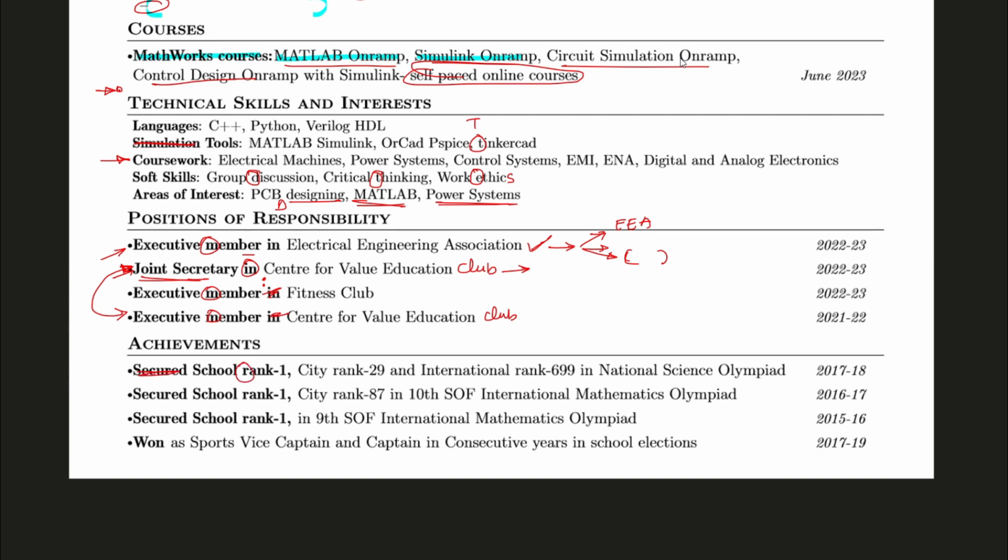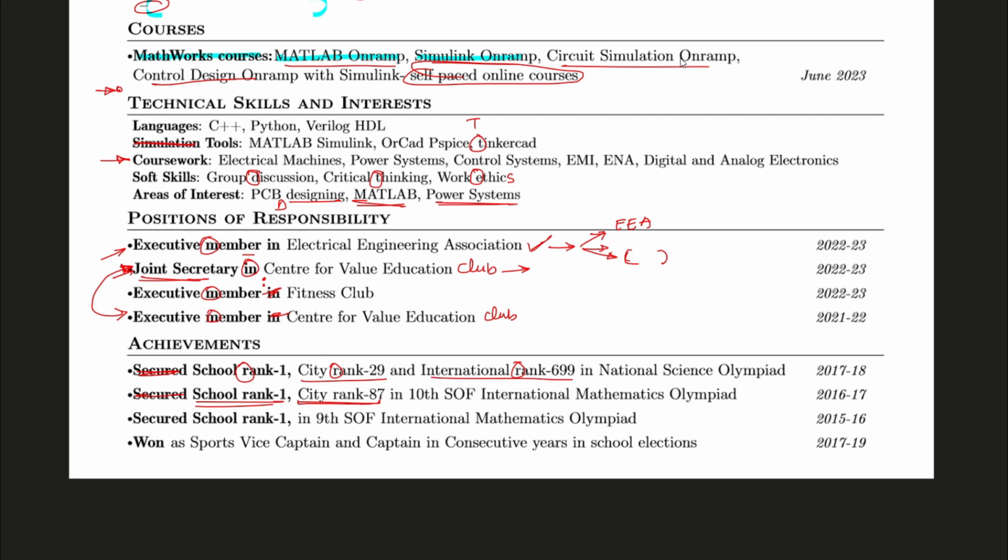School rank 1. CT rank 29. International rank 69, 699 in National Science Olympiad. School rank 1, city rank 87. See, city rank, again, it doesn't make much sense here. Already you have explicitly explained your school rank 1. Again, why do you want to explain all the other ranks?